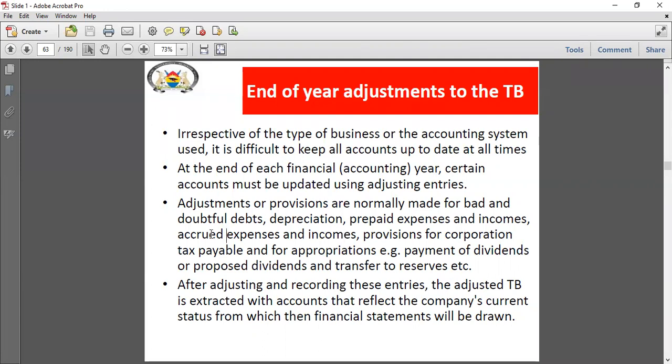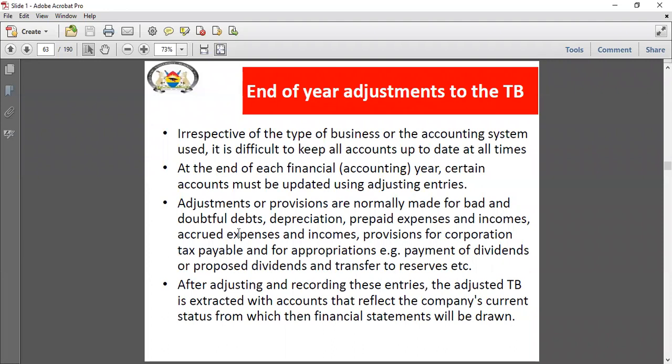Then the other one is accrued expenses. Mainly, these are expenses that the company has incurred by the close of the year, but whose payments have not been made. And in most cases, the invoices have not yet been received.